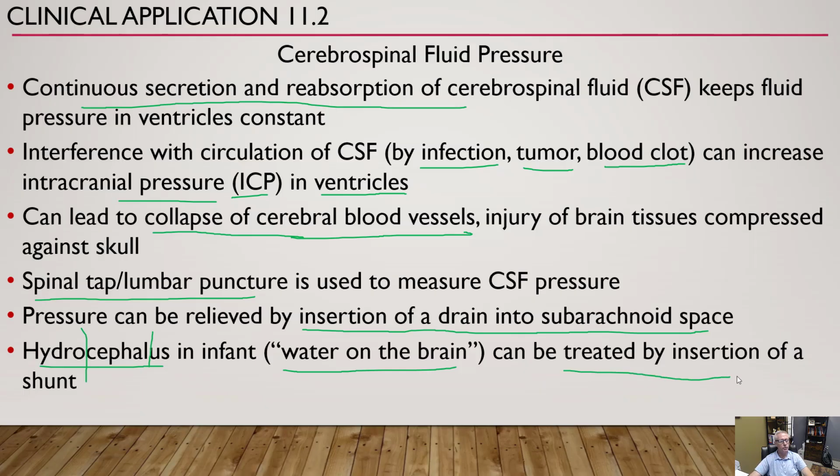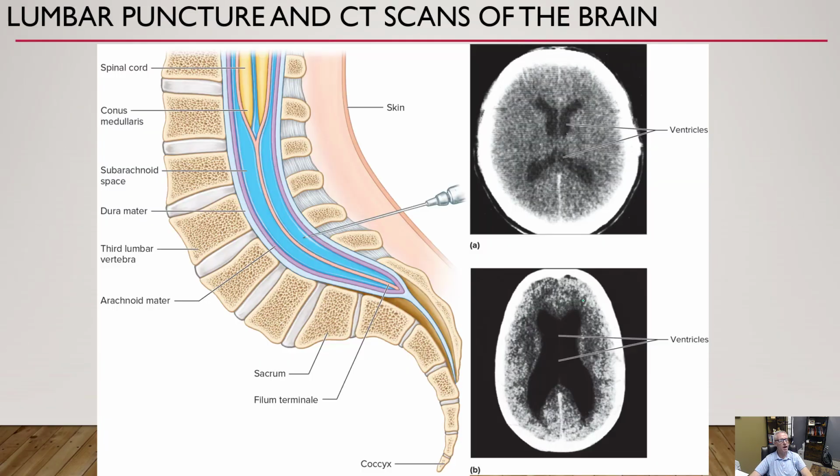But what we can do is insert a shunt, which would go into the head, and we tunnel that shunt down into their abdomen. And we can drain the cerebrospinal fluid from the head down into the abdomen. And then that cerebrospinal fluid would get reabsorbed in the abdomen.